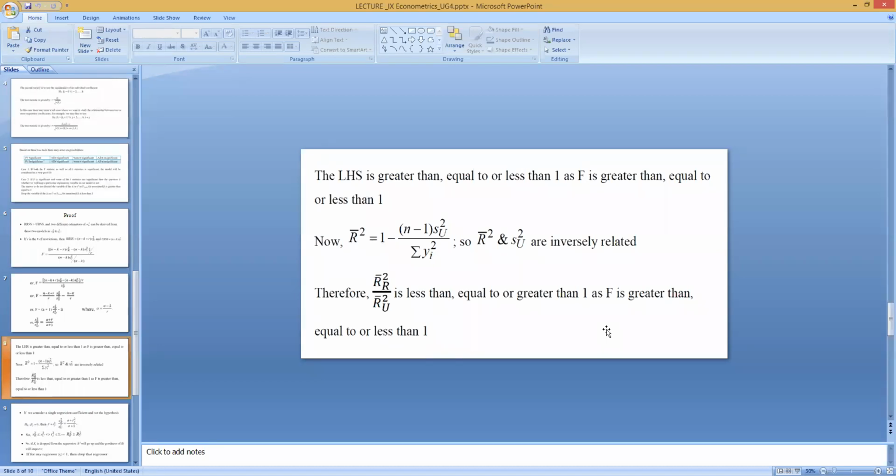So naturally, we will consider the model where we have all explanatory variables. The second case, when F is equal to 1, which means R bar square of the restricted model is exactly equal to R bar square of the unrestricted model. So in that case also, we will consider all explanatory variables. That means we will retain the unrestricted model, because otherwise this model will be more informative.